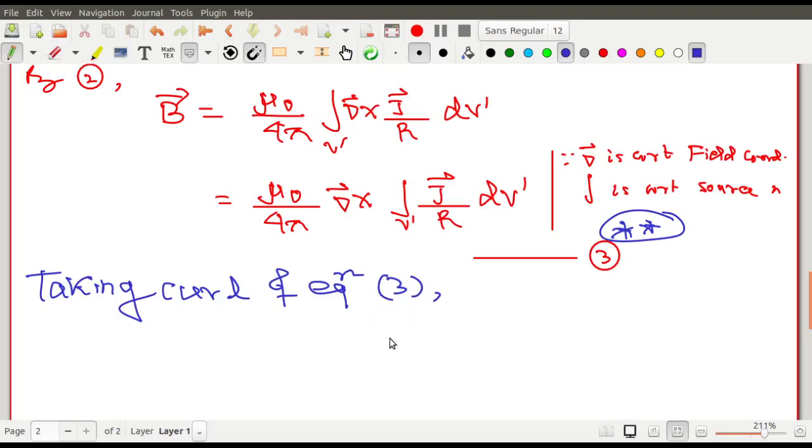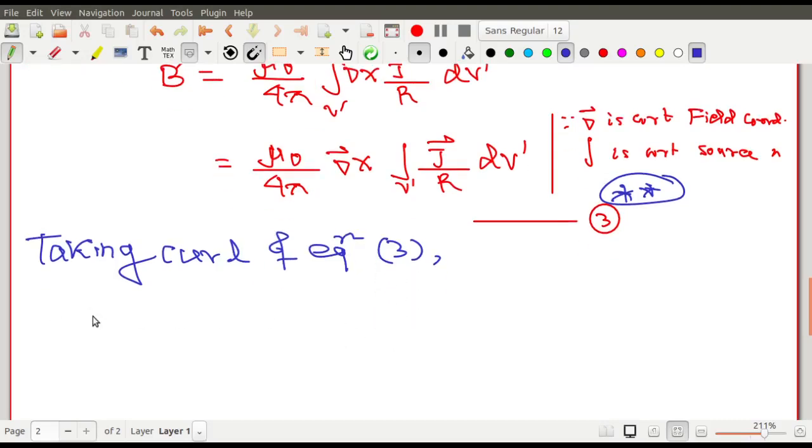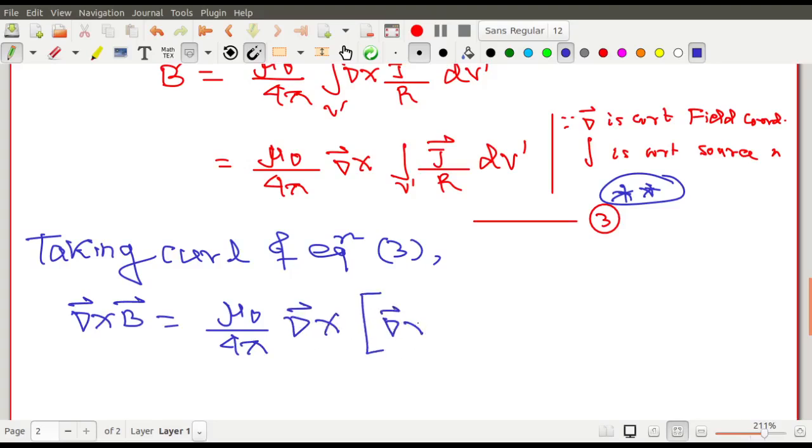Taking curl of equation 3. So here comes the final rule. The final calculation starts from here. So curl of, and then there is again a curl of. Don't get confused. Don't take it difficult, because I will explain each and every step and make it simple to you.